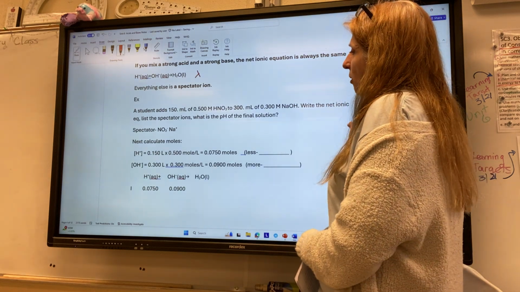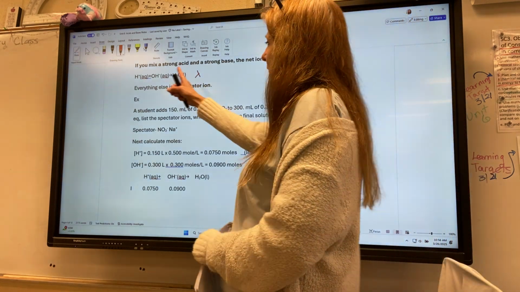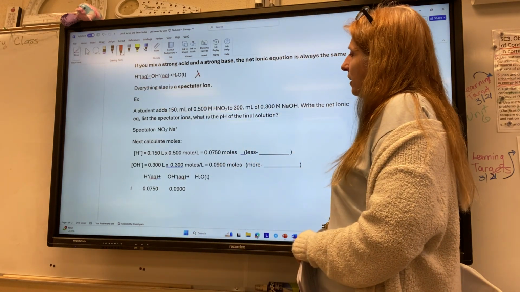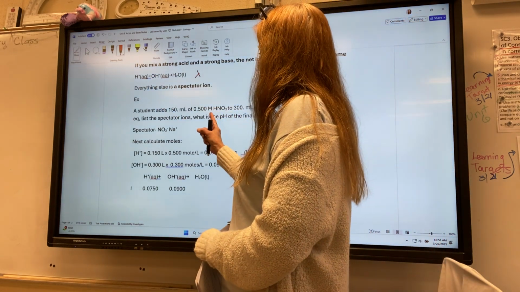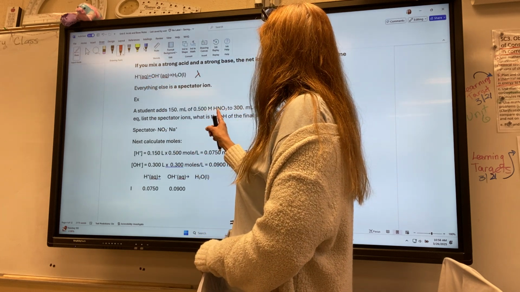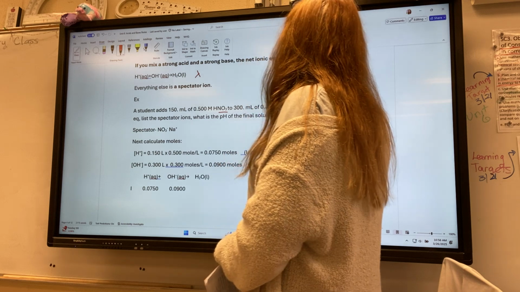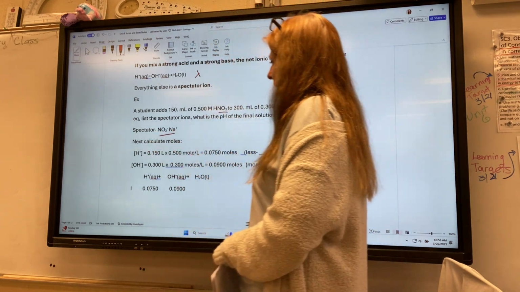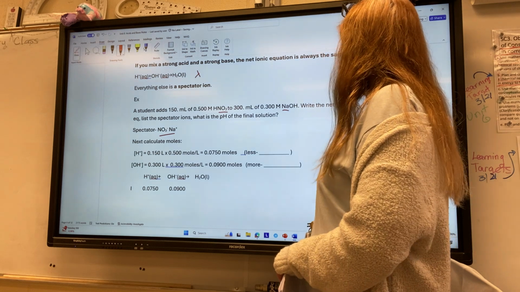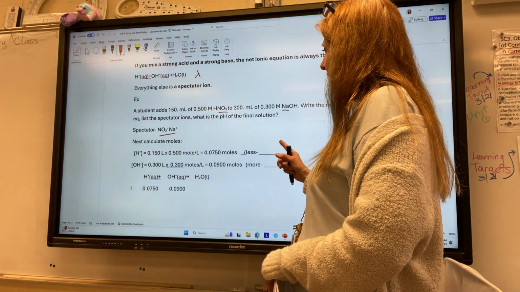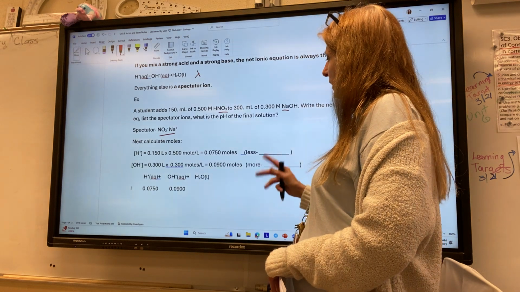Well, these are both strong, so we know the net ionic equation is that, okay? And then it says, list the spectator ions. Well, it's the stuff that's not H or OH. So on this one, the NO3, and on that one, the Na. So spectator, NO3, and Na. Next, we wanted the moles. We gotta get the moles so that we can get the concentration, so we can get pH.